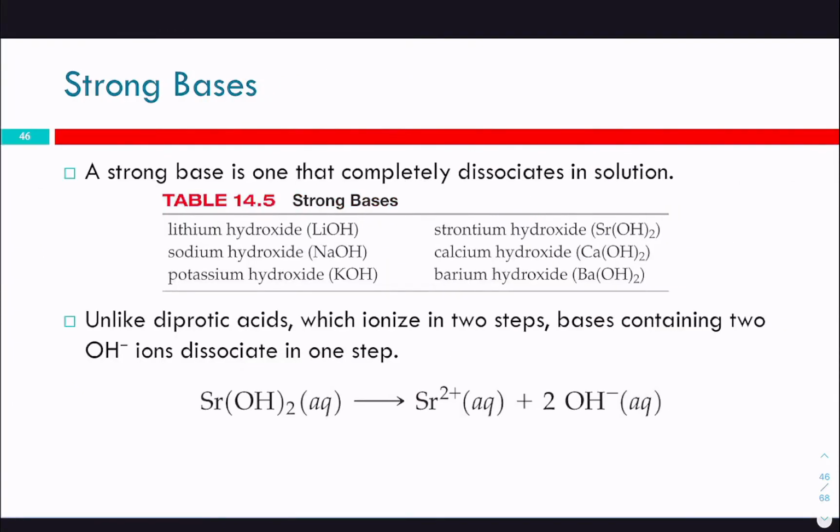All right. So strong bases and weak bases, same thing as strong acids, weak acids. They're just bases. They're just basic. Unlike diprotic acids, which ionize in two steps, bases containing two hydroxide ions dissociate in one step.